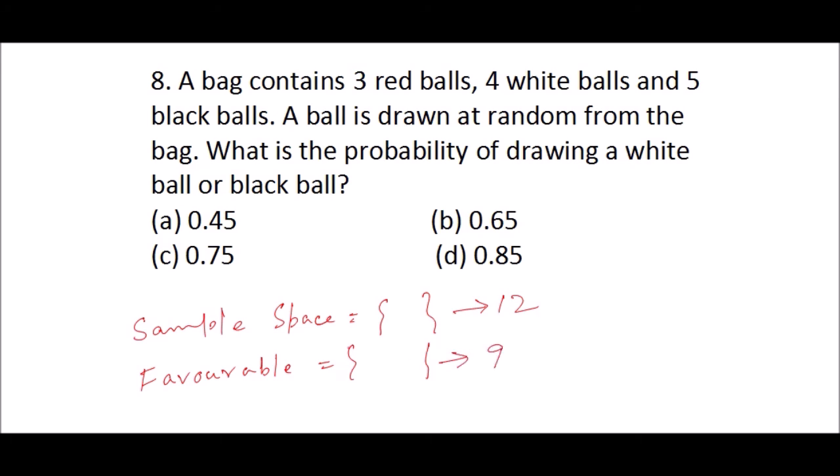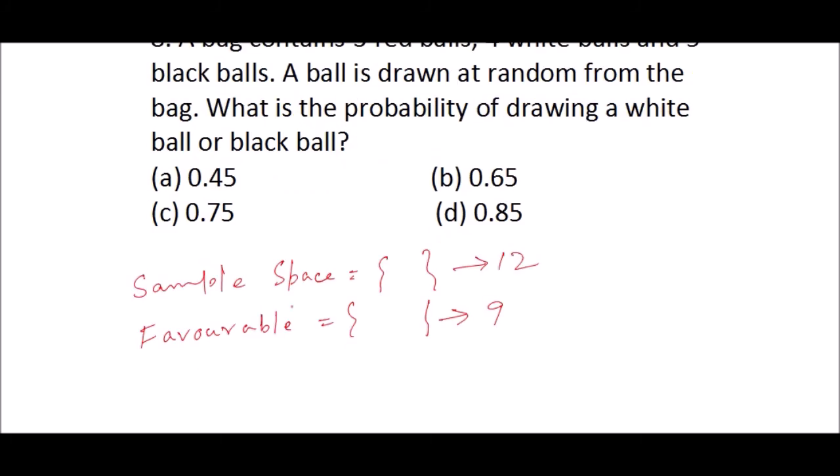Therefore, our required probability will be total favorable outcomes divided by total elements in the sample space. Therefore, 9 by 12, that is 3 by 4, which is 0.75. Therefore, your option C is correct.